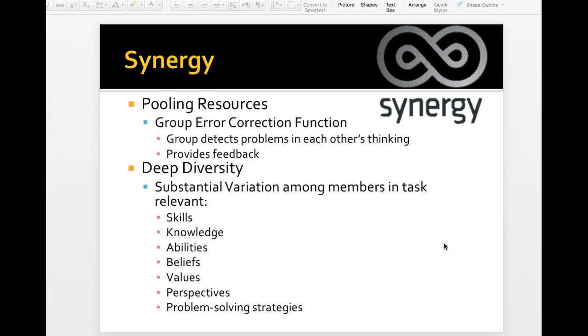To get good synergy, you want to pool all your resources, right? You really work together and use the strengths of everybody. You have something called the group error correction function, and this is where the group is able to, without confrontation or without ruining the synergy, point out problems in each other's thinking, giving each other feedback. I heard you doing this a lot when you were taking the test, saying, no, I don't think that's right because of this. And you were in such a synergistic mode that people weren't offended in the group. They knew that you were working towards the outcome of a high score on the test.